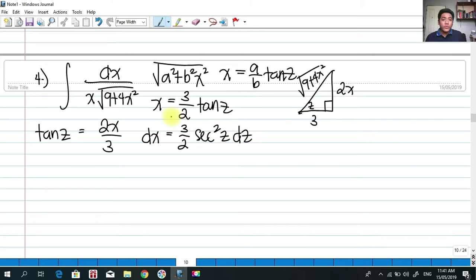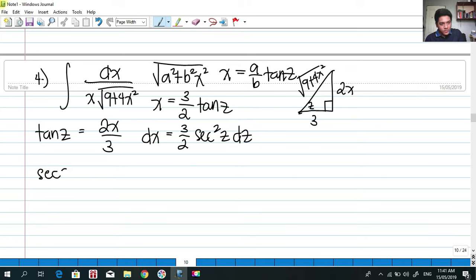And of course, what we are after, we get the x, we get the dx, and we have to get the square root of 9 plus 4x squared based on this triangle. As much as possible, we want not to use this side, which is the opposite side of the z. So we're going to use the adjacent and the hypotenuse. Adjacent over hypotenuse is cosine, and hypotenuse over adjacent is secant, because 1 over cosine is secant.